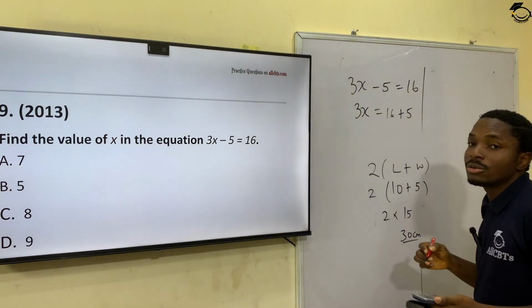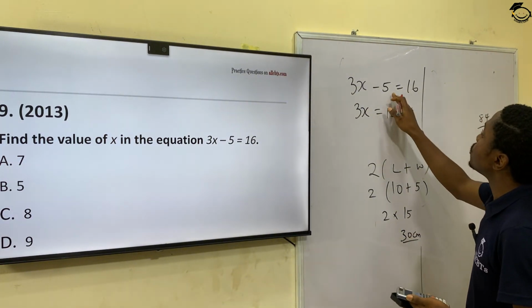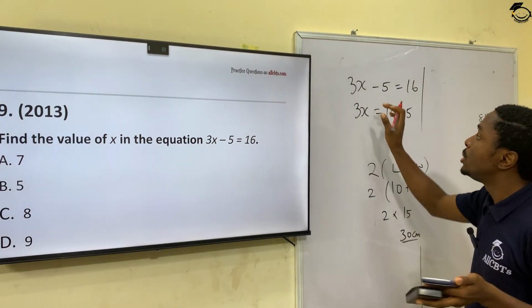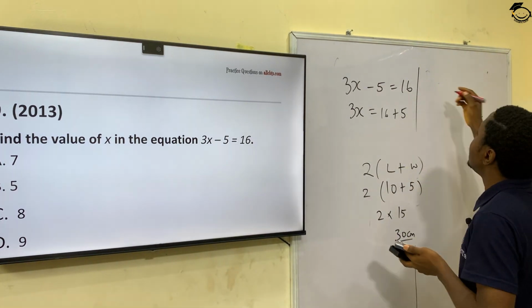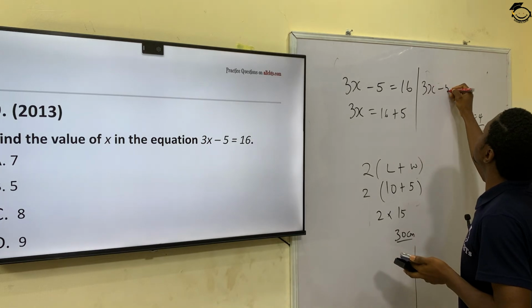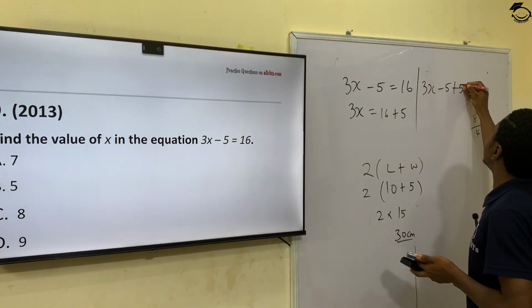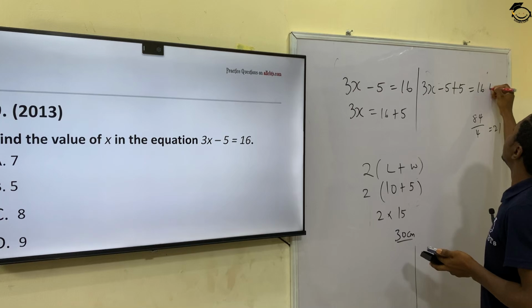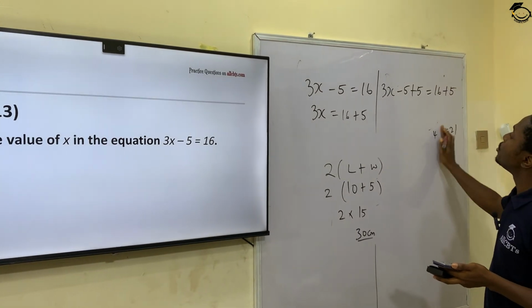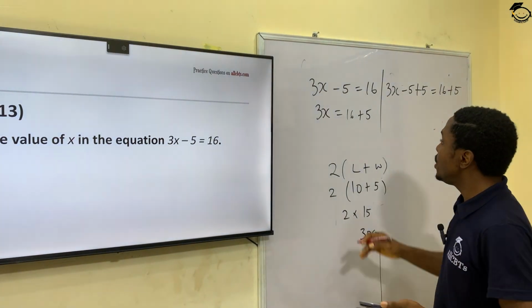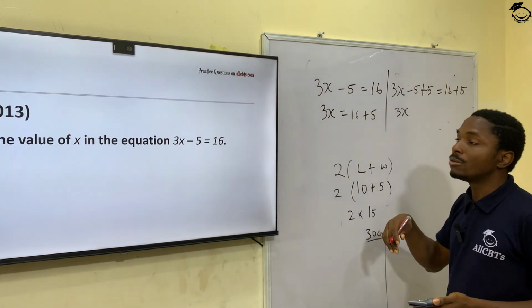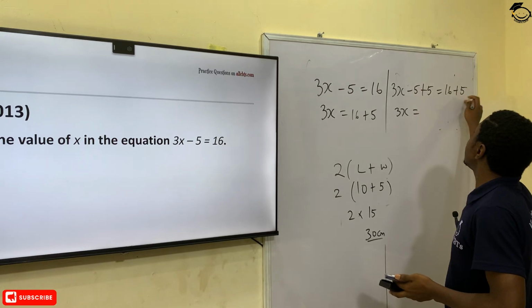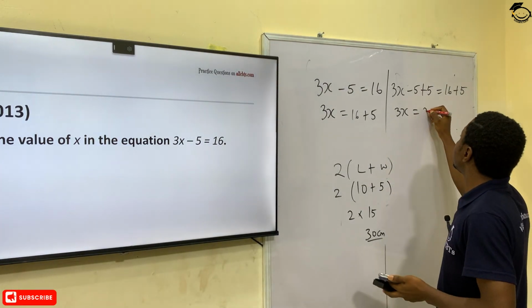But let me show the second method. For 3x to stand on its own, you add 5 to this side and add it to the other side too. Sorry, you add 5 rather. 3x minus 5 plus 5 equals 16 plus 5, on both sides. So here you will now have 3x, because minus 5 plus 5 will be 0. 3x equals 16 plus 5, 21.